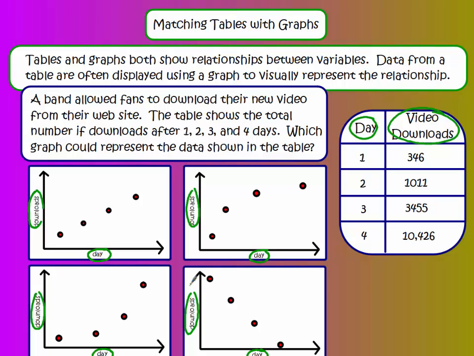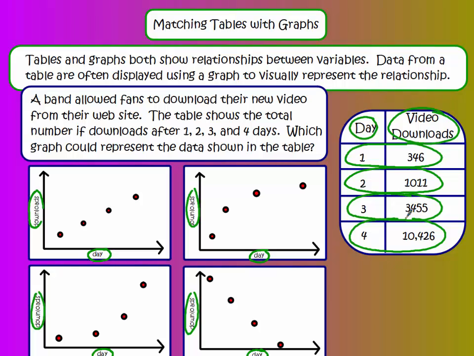Okay, so all of our tables are set up correctly. Now what we want to look at is we have 4 pieces of data total. We have at day 1, how many downloads. We have at day 2, how many downloads. Day 3, how many downloads. And day 4, how many downloads. So that's 4 pieces of data.